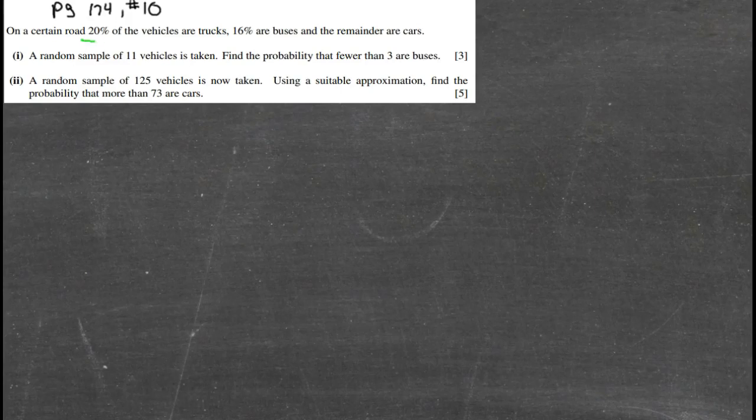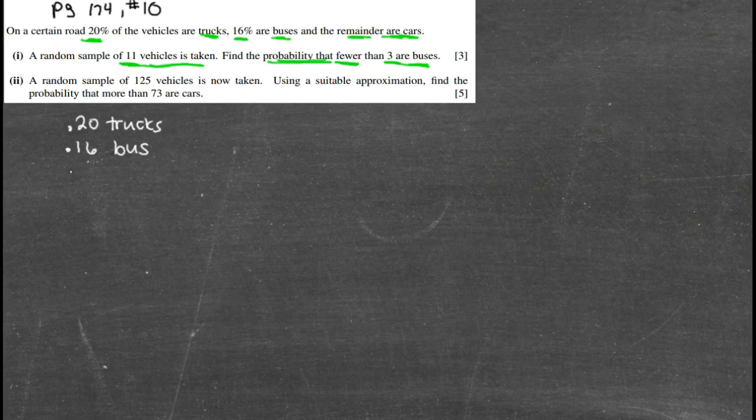Okay, here we are on page 174, number 10. 20% of the vehicles are trucks, 16% are buses, the remainder are cars. We've got a sample of 11, and probability that fewer than 3 are buses. All right, so let's spell this out. We got 20% are trucks, 16% are buses, and that means that 64% have to be cars.